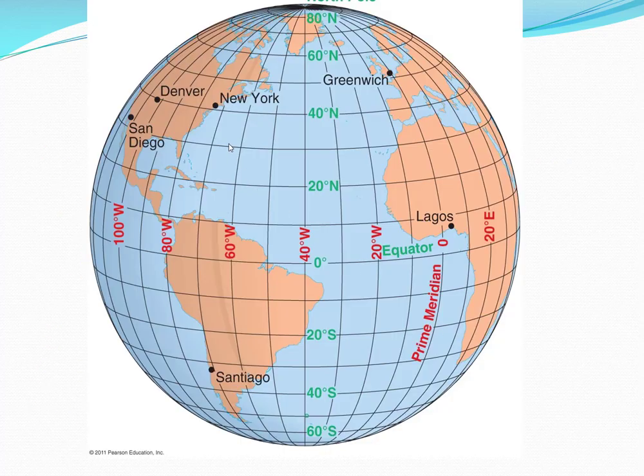Here is an example of the intersection of a latitude and longitude to locate a place. Here is New York, located about 41 degrees north of the equator and about 71 degrees west of the prime meridian.